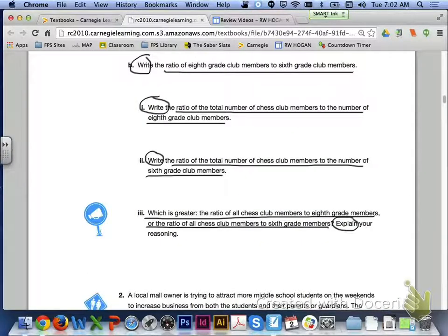Let's go ahead and turn to the top of page 319. We are going to use the same statement from number 1 on page 318, that there are 20 6th graders and 30 8th graders in the chess club. So go ahead and answer letter B, and also answer Roman numerals 1, 2, and 3 with your group members. Again, I have the text marked for you.